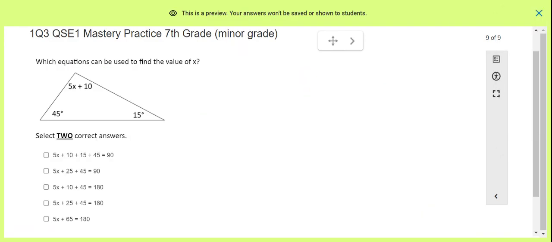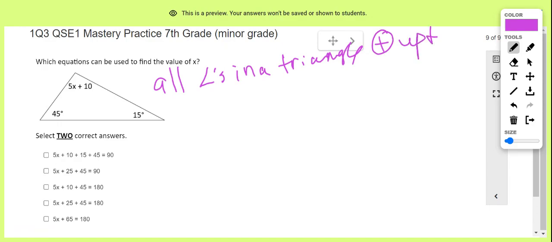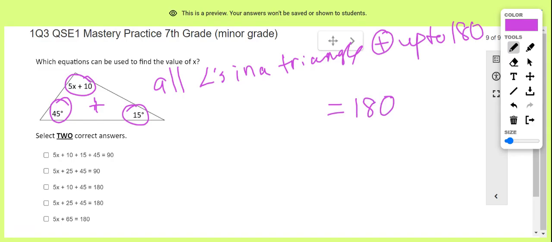All right, and then the last one here. So all angles in a triangle add up to 180 degrees. So no matter what is in the triangle, whatever is in the angles, if we add them, it's going to equal 180 degrees. So we're going to take all of these things and put them in an equation, add them up.